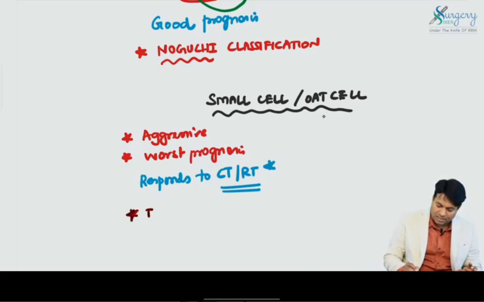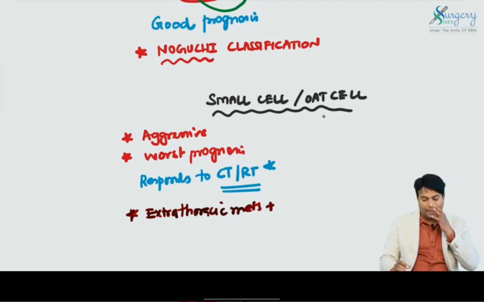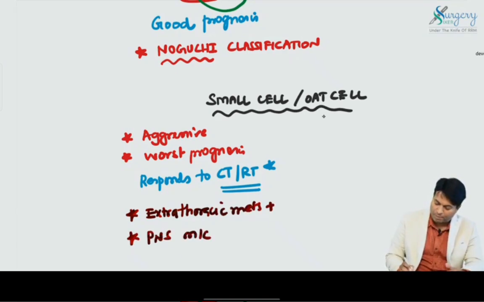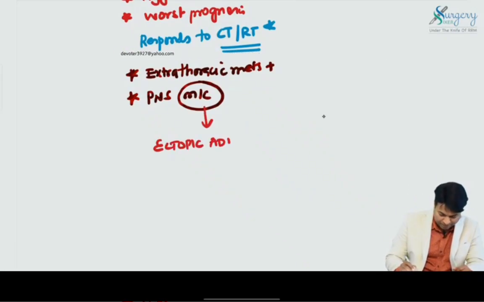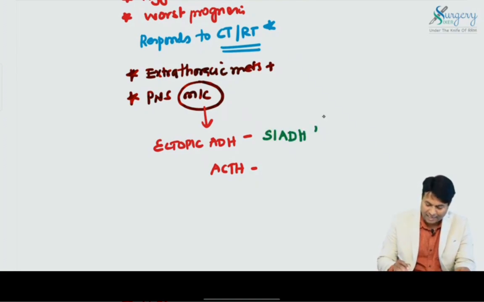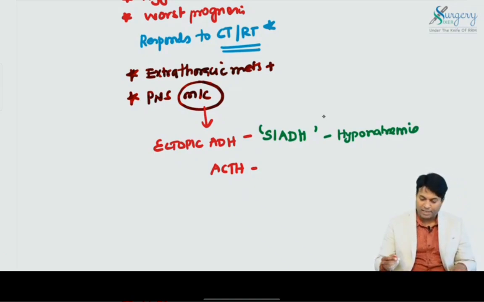It is the one which produces extrathoracic mets, brain mets, liver mets, etc. Extrathoracic mets are very common. Small cell cancer produces the most common paraneoplastic syndromes because of the following substances produced: ectopic ADH and ectopic ACTH. ADH production produces the syndrome of inappropriate antidiuretic hormone, SIADH, causing hyponatremia.